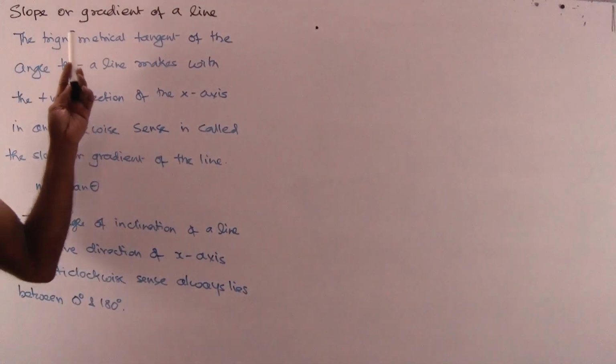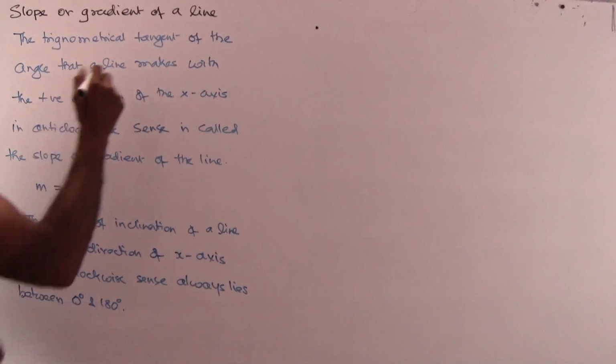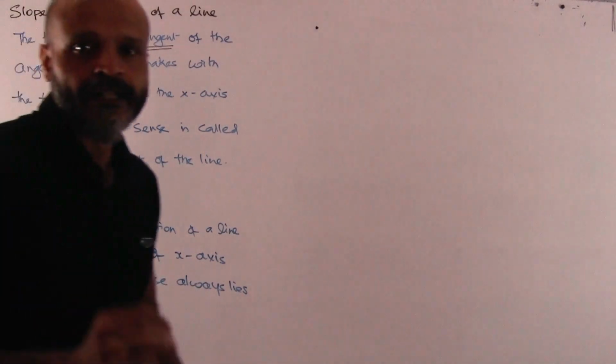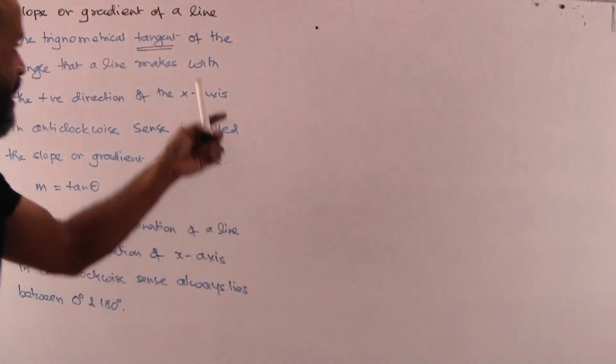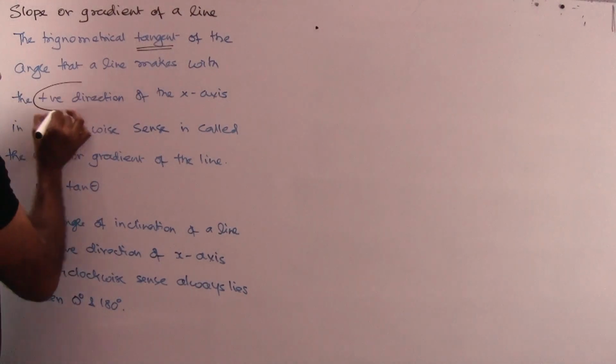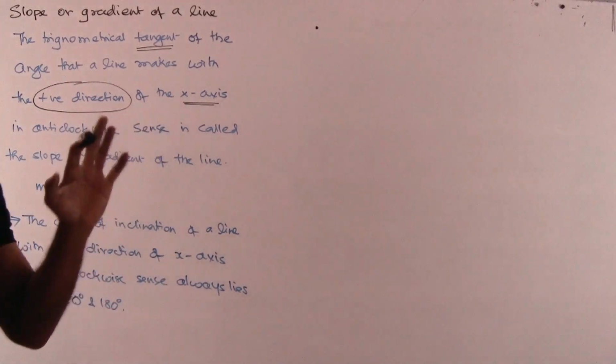So, if we define it, slope or gradient of a line is basically the trigonometrical tangent, which means that we need to calculate the tangent of the line. Tangent means the tan value of the angle that the line makes with the positive direction of the x axis. It will always be the positive direction of the x axis.